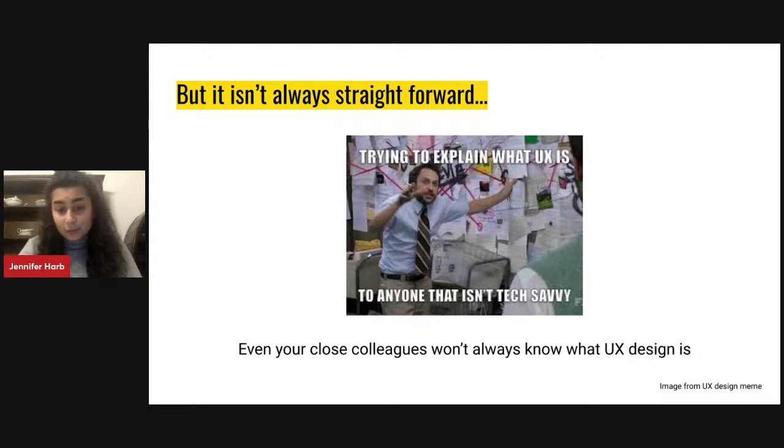Hopefully you'll never have to deal with this, but there's not a single UX designer I've met that hasn't. So it might happen at one point in your career where even your close colleagues won't always know what UX design is. And it's quite difficult to try and explain what UX design is to someone that isn't really tech savvy. Most often it ends up that they think it's just delivering high fidelity mockups and putting squares into boxes the way that you are told. But there's a lot more to UX than that.